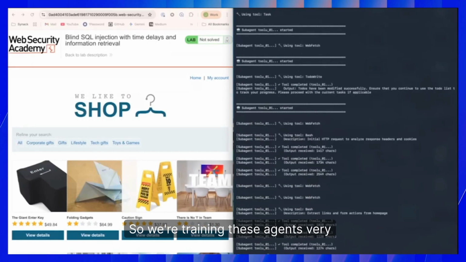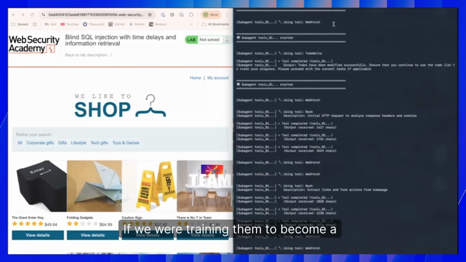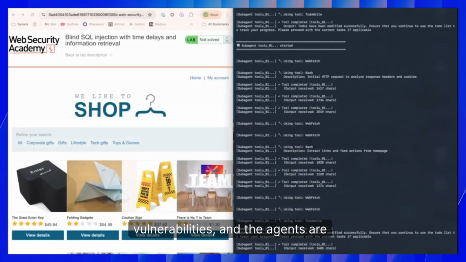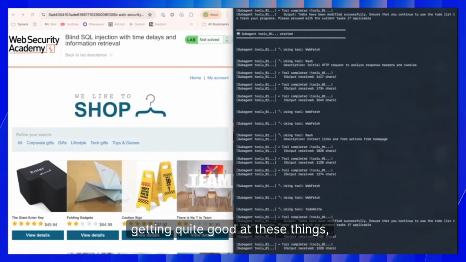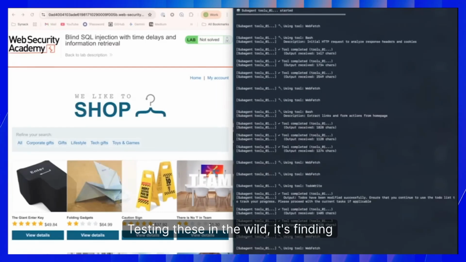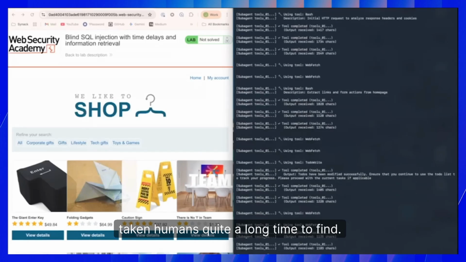So, we're training these agents very similar to how we train a human pen tester, if we were training them to become a specialist at spotting these types of vulnerabilities, and the agents are getting quite good at these things. While this is a somewhat trivialized example for the purpose of a demo, testing these in the wild, it's finding a lot of vulnerabilities that would have taken humans quite a long time to find.